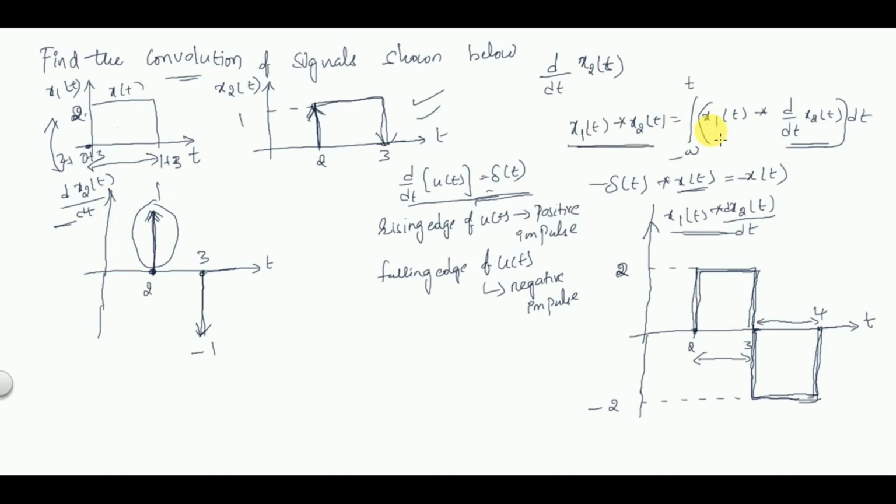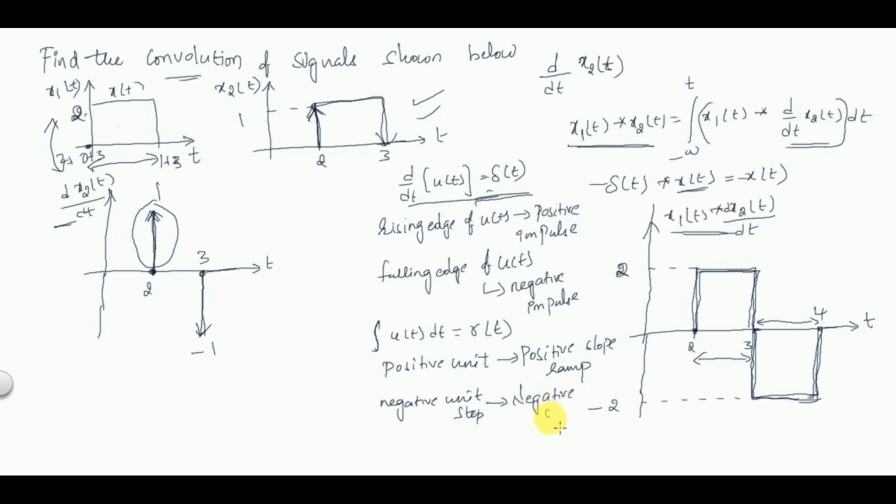And then what is the convolution formula? Integration of this. We know that integration of step signal u of t dt is a ramp signal. So a positive unit step results in a positive slope ramp, that is, the ramp is in the positive direction, and a negative unit step represents a negative slope ramp.